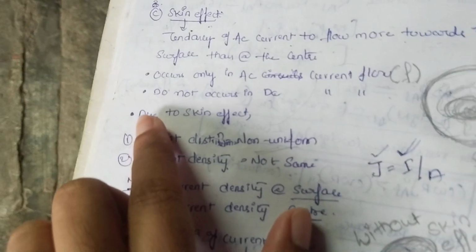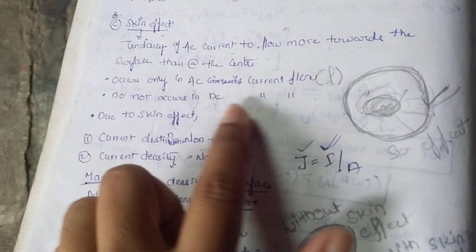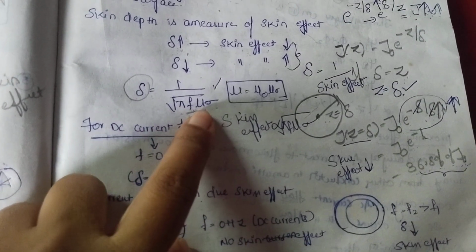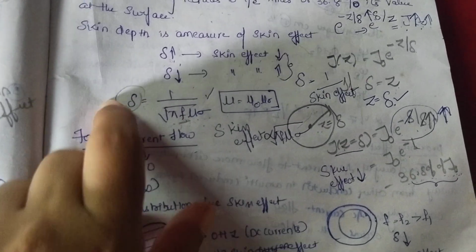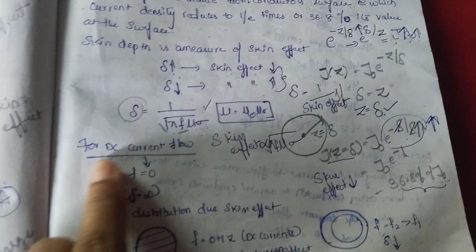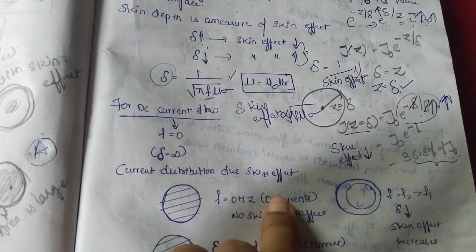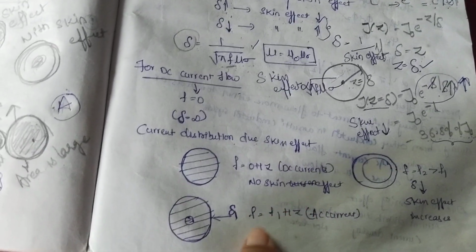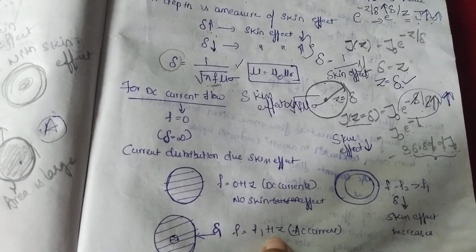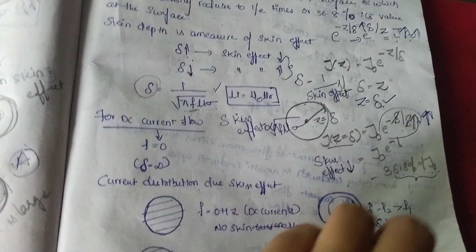I said here that it will not occur in DC current flow. I'll explain why. See, for DC current flow, there is no frequency. If F is 0, what is delta? Infinity. If delta is infinity, what is skin effect? 0. So in DC current, F equal to 0, no skin effect. In AC current, there is some frequency, so skin effect exists.